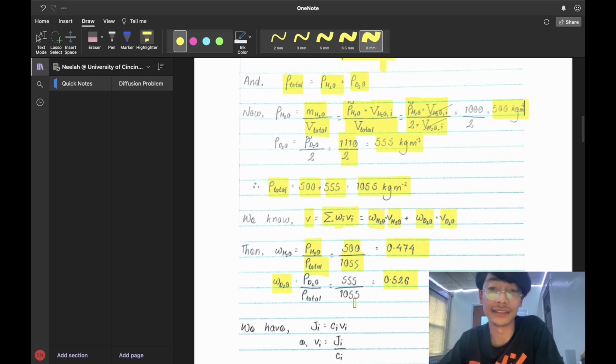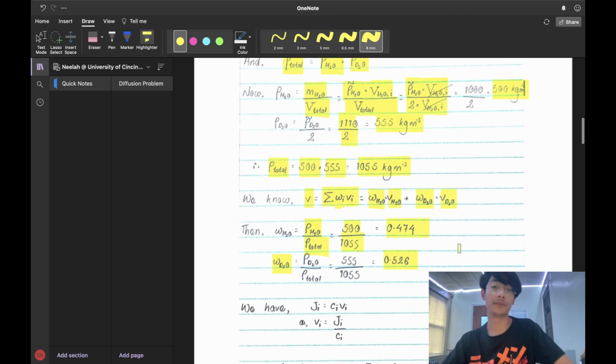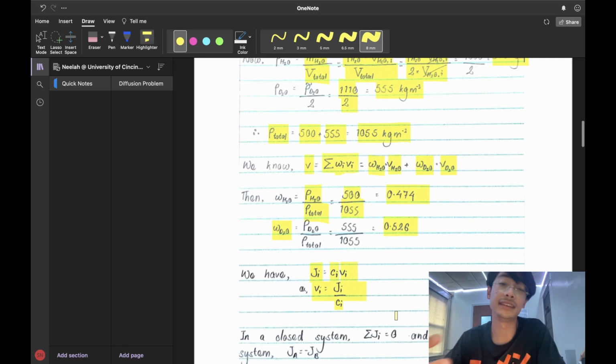Now we need to calculate the individual mass average velocities of the 2 components. So the relationship that we have in order to calculate it is that the molar diffusion flux of a component is equal to the concentration of that component times the mass average velocity of that component. If we take the concentration to the other side, we get this equation. So in order to get the mass average velocity of a component, we know that we need the diffusion flux of that component and the molar concentration of that component.